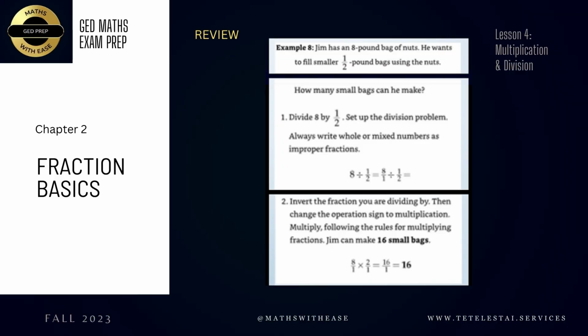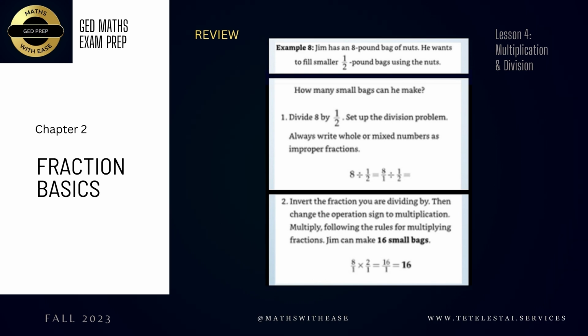So in this example, we're being told that Jim has an 8-pound bag of nuts that he wants to fill using smaller half-pound bags. And we're asked to find out how many small half-pound bags he can make from his 8-pound bag. And simply you want to divide 8 by 1/2. So you want to set up your division problem by just writing 8 divided by your fraction, which is 1/2.